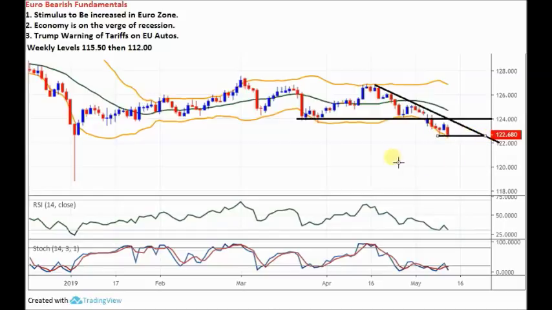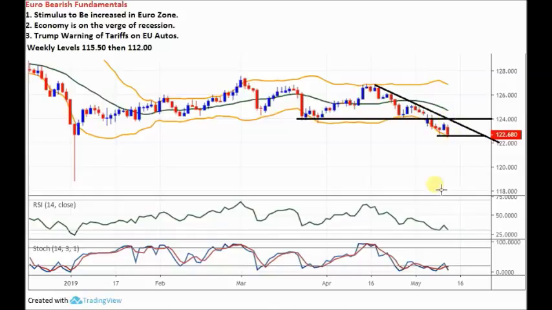I would come in straight through that double bottom. And I wouldn't, on this occasion, wait for a round number to give way. I'd come in at 122.40. Just think, if we break through this double bottom, then we'll be away to the downside. We rally back up here, you can sell it obviously.